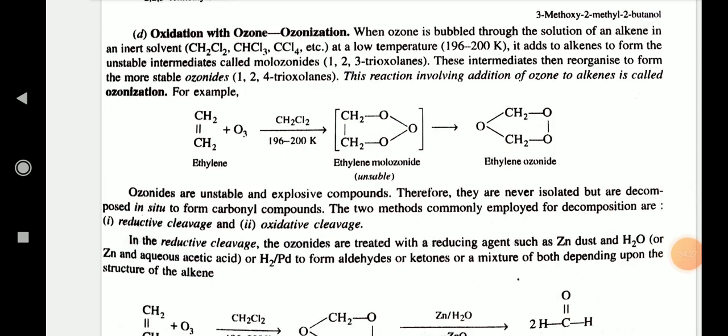Next is oxidation with ozone, ozonization. When ozone is bubbled through the solution of an alkene in an inert solvent at a low temperature, 196 to 200 Kelvin, it adds to the alkene to form the unstable intermediates called molozonides. These intermediates then rearrange to form the more stable ozonides. The reaction involving addition of ozone to alkenes is called ozonization.